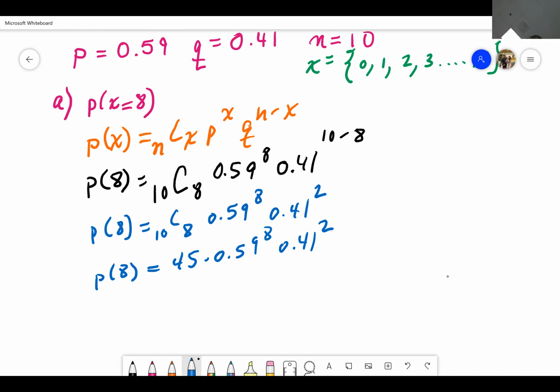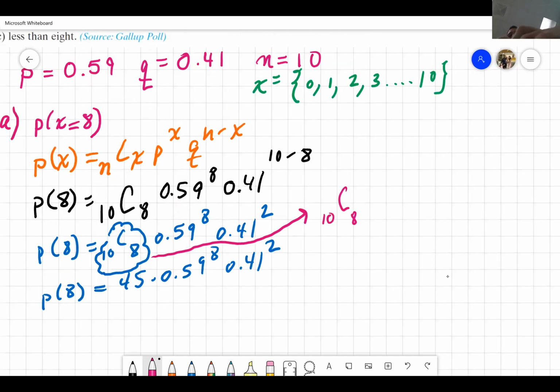Now, if you don't have your calculator, if you don't have that button, how would you do this? So just to let you know, let me make a little bubble here. And then I'm gonna make an arrow here. So 10C8.